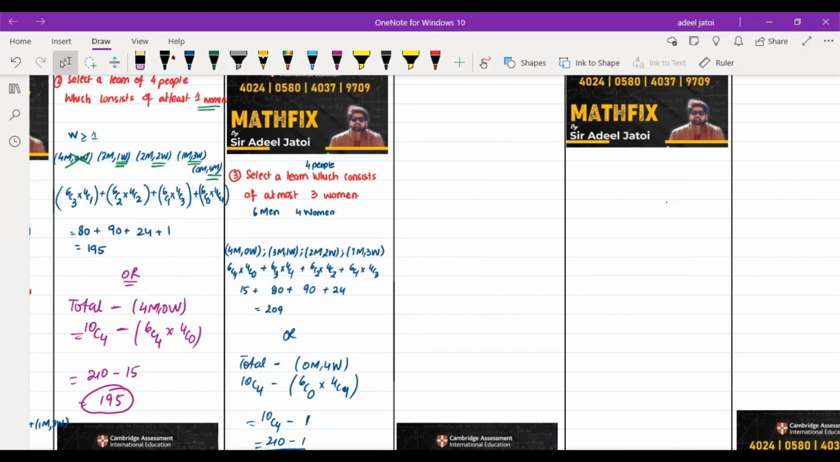So there are 2 ways. Either we do it through the complete option, which will have 4 men 0 women, 3 men 1 woman, 2 men 2 women, 1 man 3 women, or total minus 0 men and 4 women.